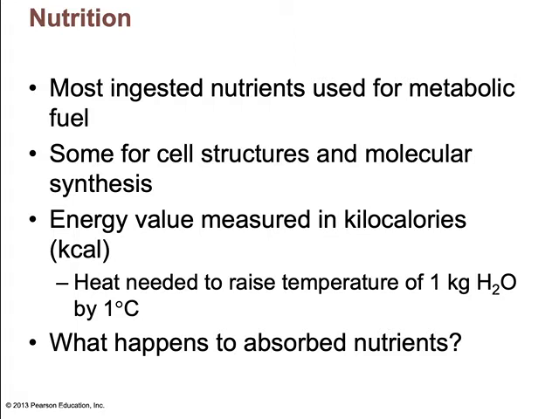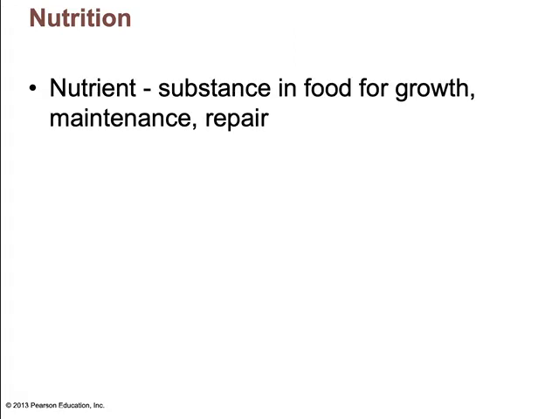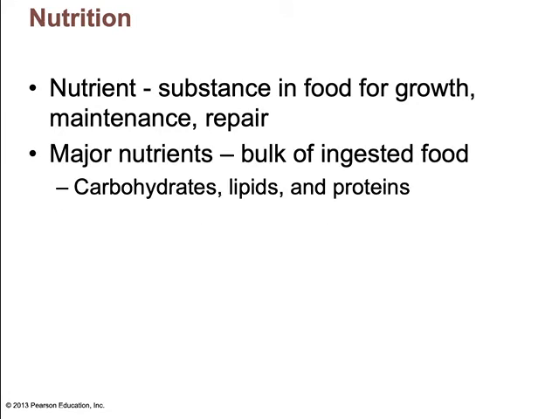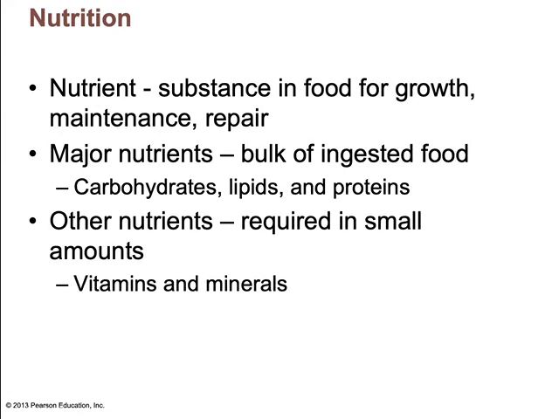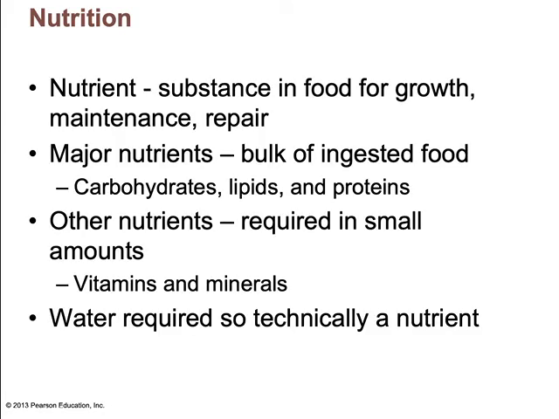These absorbed nutrients follow different fates once they move across the cell membrane into the cells that make up our tissues. A nutrient is any substance that we need for growth, maintenance, and repair. The major nutrients are the bulk of the food that we eat, and those are carbs, lipids, and proteins, and they contain chemical energy in their chemical bonds that can be liberated when those bonds are broken. And then that energy can be moved over to ATP, with some energy lost as heat in the process.